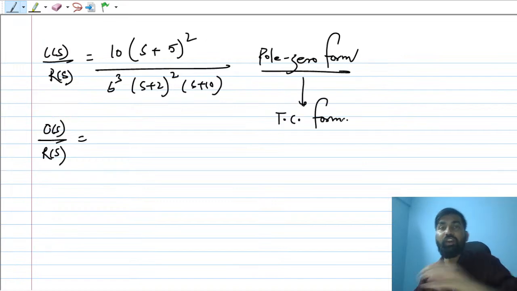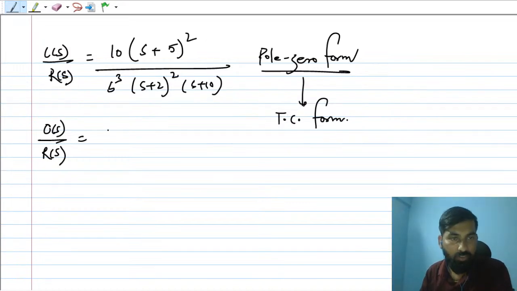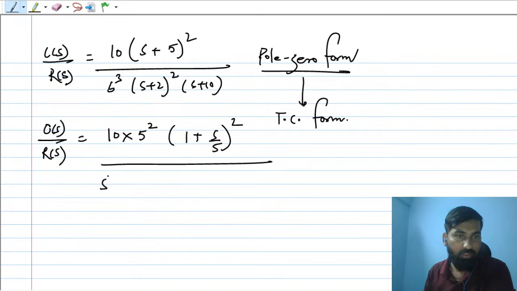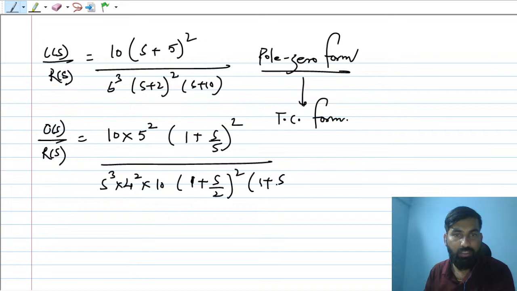Okay, in order to find the type of the system and the system gain. From here, 10 into 5 square, so 5 square means 25, so this becomes 1 plus s by 5 square upon, from here you have to again calculate. Okay, so here you take common, so it will be 4 square into, from here 10, right? So it becomes 1 plus s by 2 square and this is 1 plus s by 10.